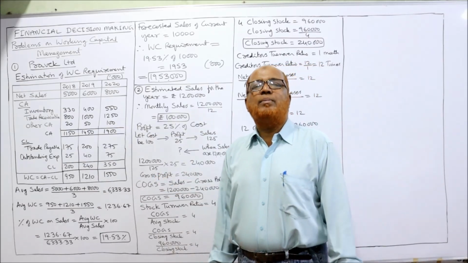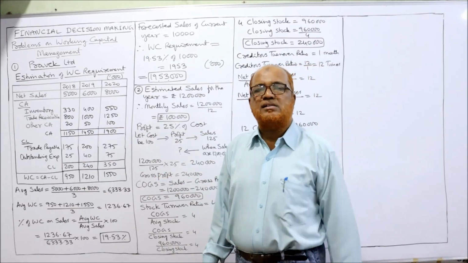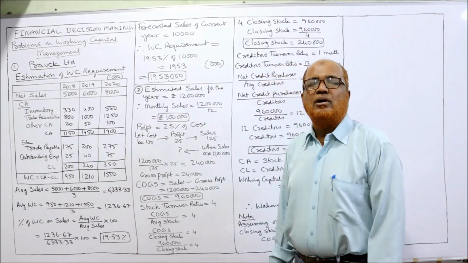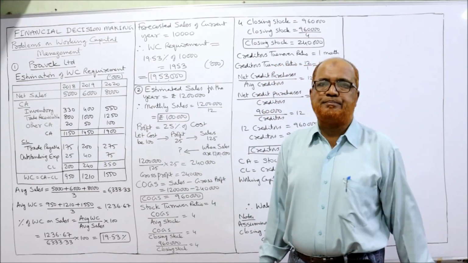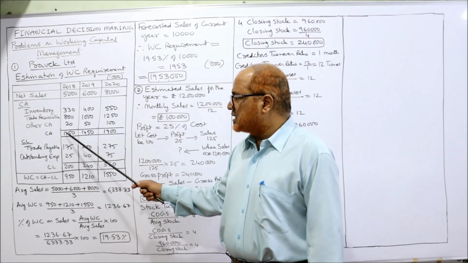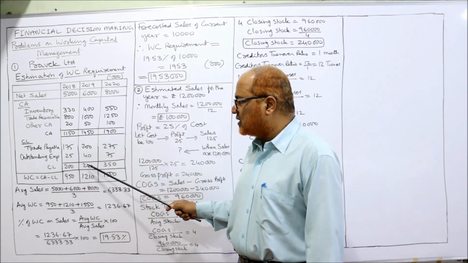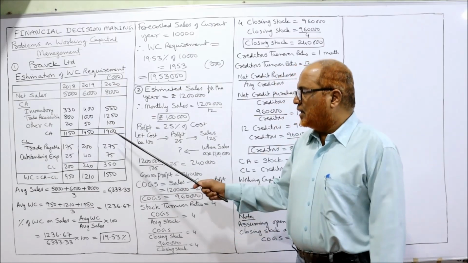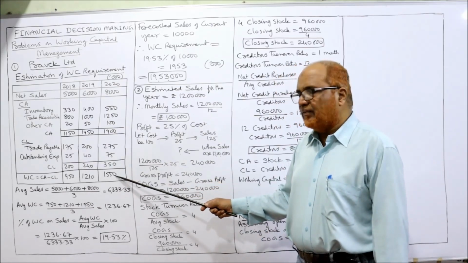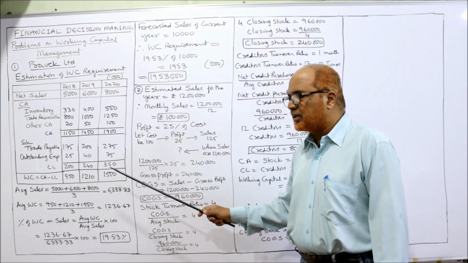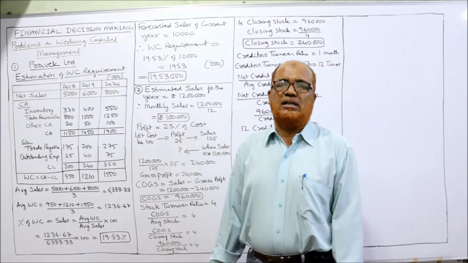And we know the working capital is the excess of current assets over current liabilities, or simply CA minus CL. So current assets 1150 minus 200 is 950, 1450 minus 240 is 1210, 1900 minus 350 is 1550. So we got the working capital of the last 3 years.